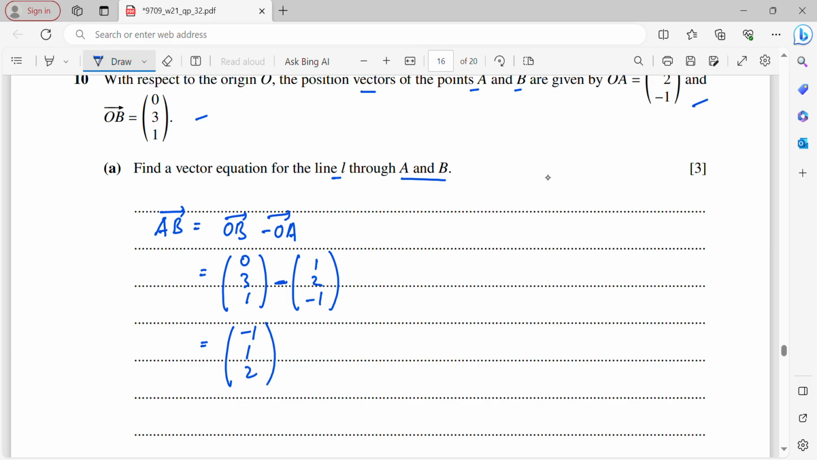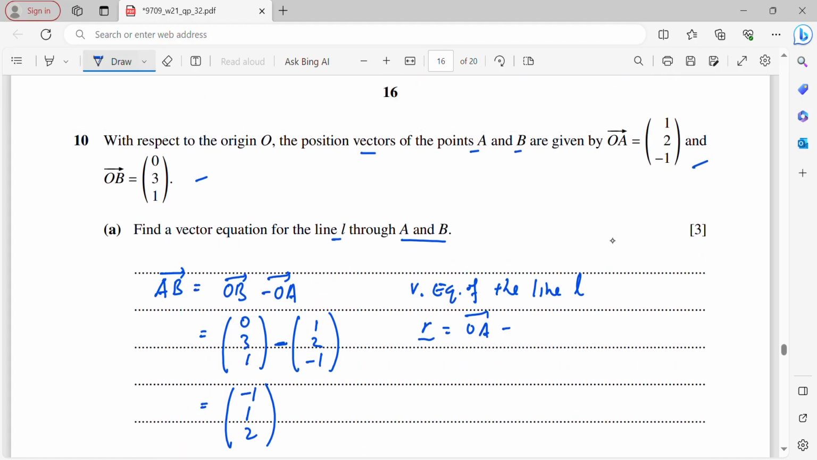So the line L, vector equation of the line L. So I will write r equals to OA. You can use OA or OB, up to you. So let me check, OB looks easier, right? So I will use OB. You may use OA, no problem. Then plus t AB. So it will be (0, 3, 1) plus t of (-1, 1, 2). So that is our vector equation.